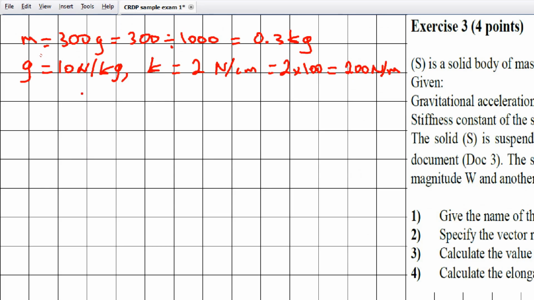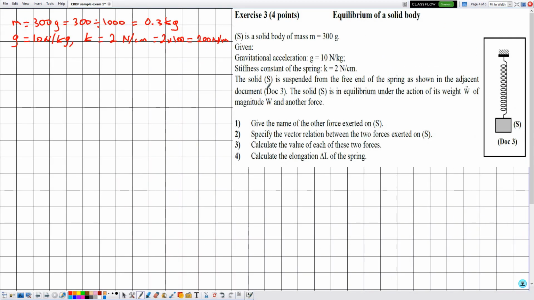Now g is equal to 10 newtons per kilogram. It means that each kilogram is acted on by 10 newtons according to the gravitational field strength, whereas 200 newtons per meter means that in order to elongate or compress the spring by 1 meter, we need to exert a force worth 200 newtons.